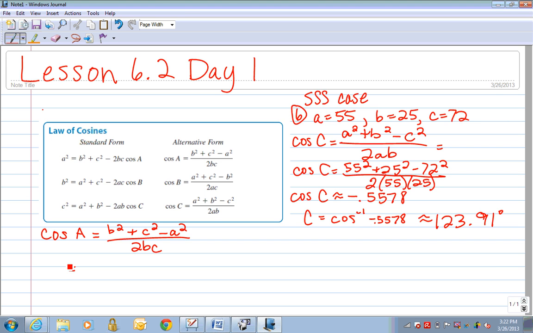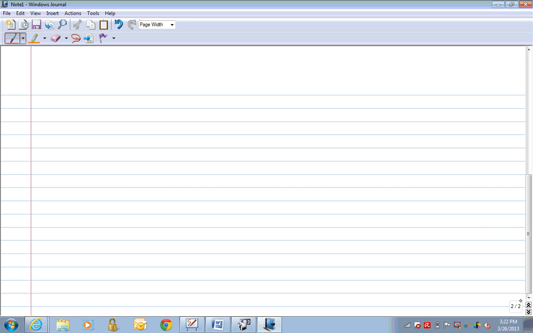The other type is one like number 10, and this one is giving us angle A. Sorry, I wrote the wrong one. Sorry about that. It is 55 degrees. And B is 3 and C is 10.